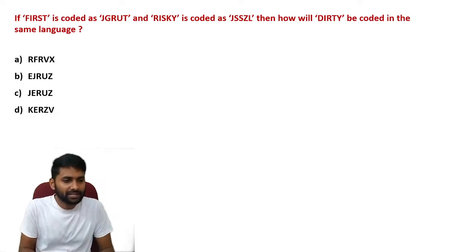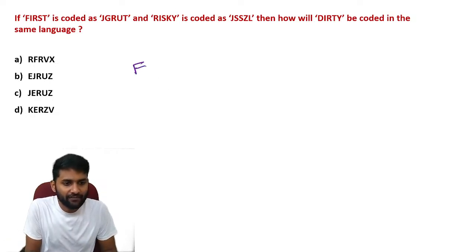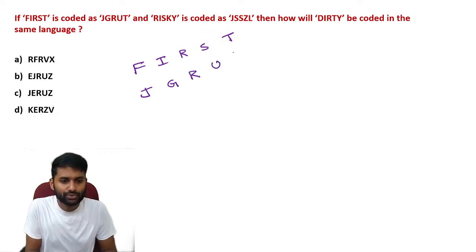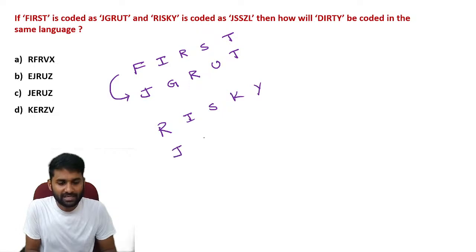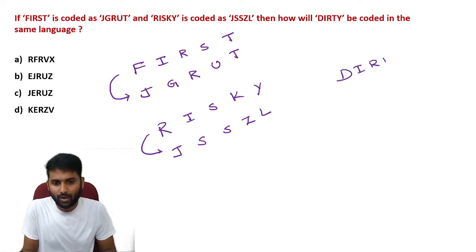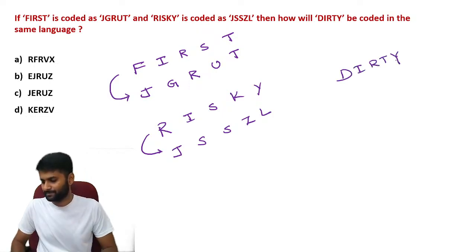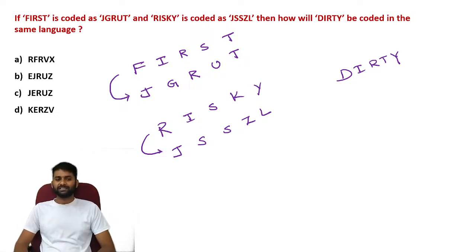Now see, in a certain code language, first, F I R S T, is coded as J G R U T. Next one, risky, R I S K Y, is coded as J S S Z L. So this is the code language. According to that information, how will dirty be coded? How can you code it as dirty?